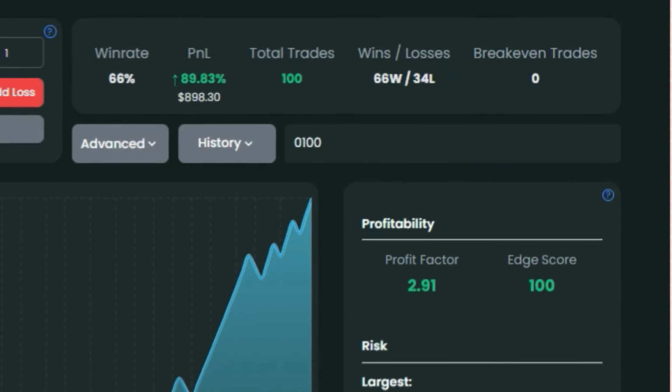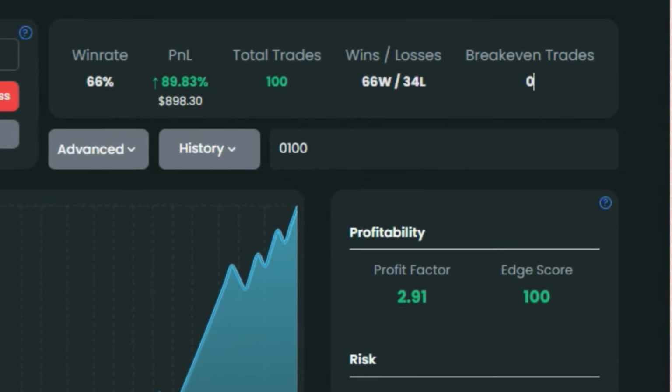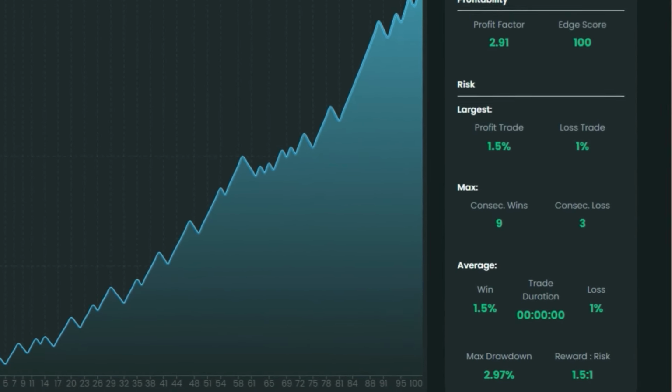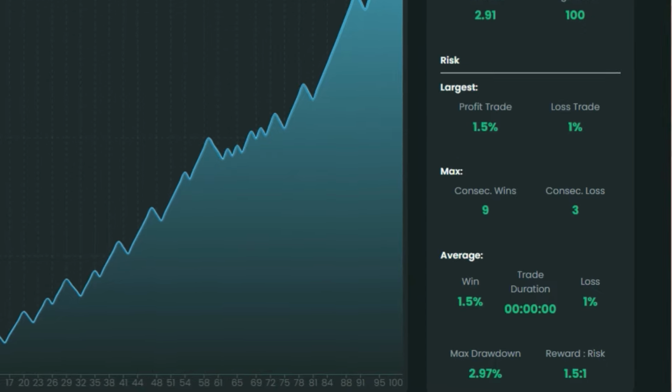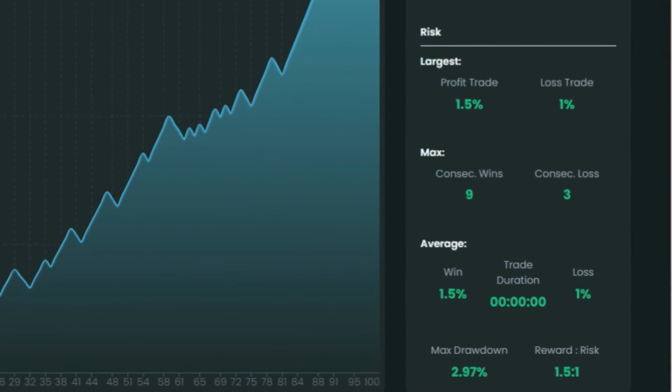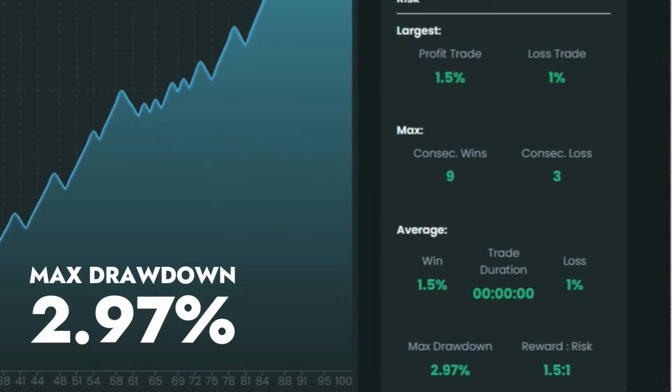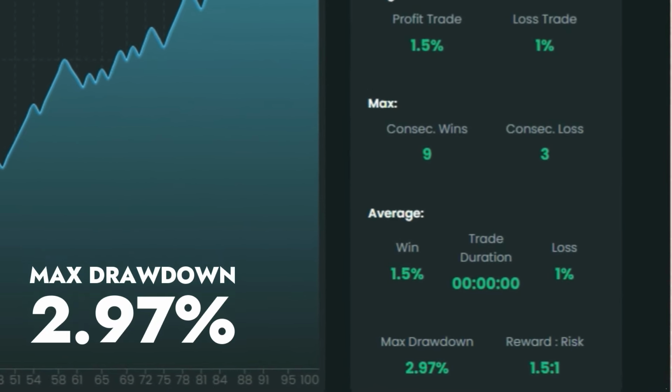Now, no strategy is perfect, so let's talk about the max drawdown. That's the largest drop in account equity during the testing period. We saw a max drawdown of 2.97%, which is pretty manageable with proper risk management.